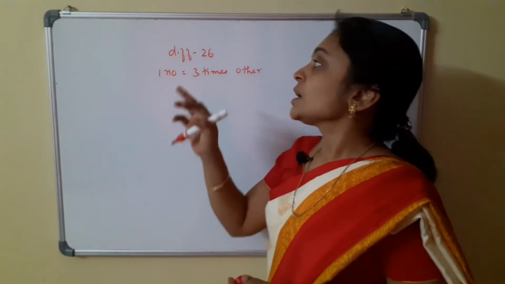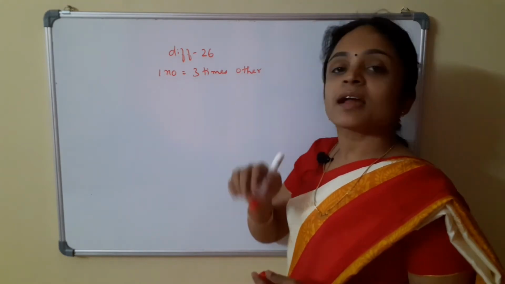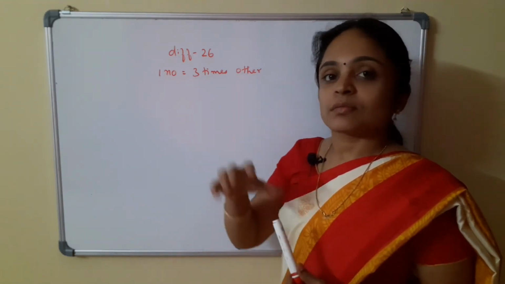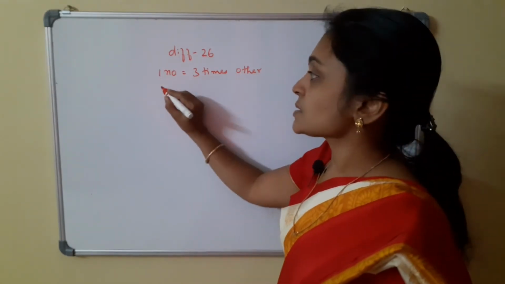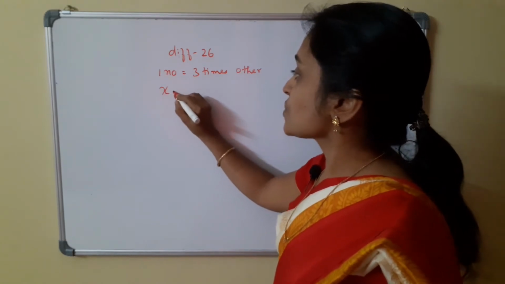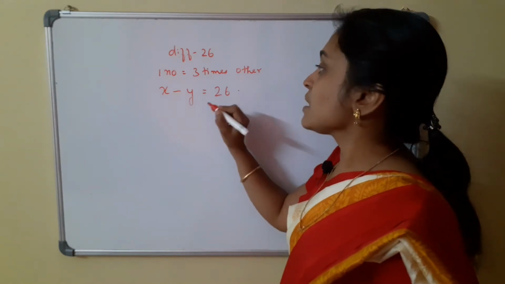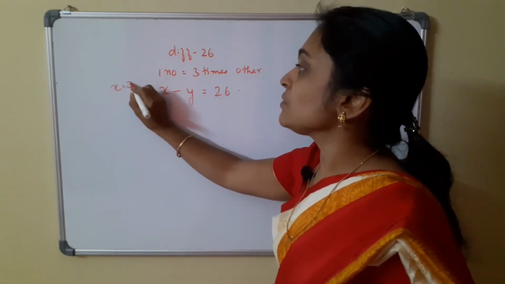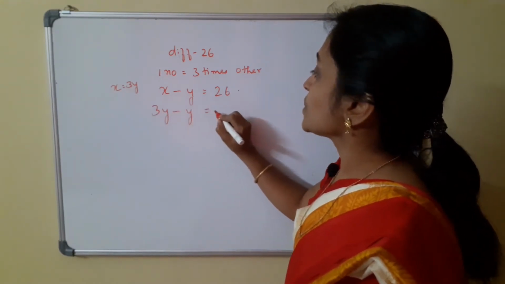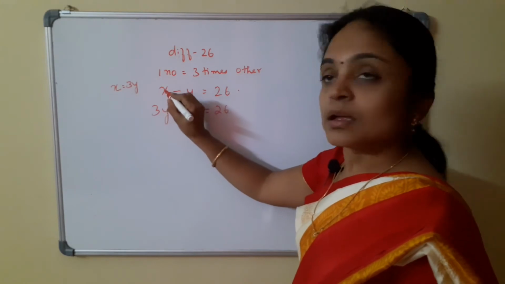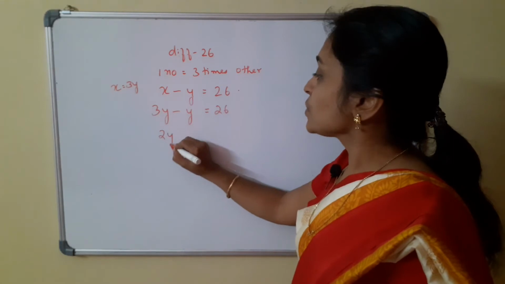Next question is, if difference between two numbers is 26 and one number is 3 times the other, find both the numbers. That is the question. So let the numbers be x and y. So x minus y equal to 26. And one number is 3 times the other. Let x be equal to 3y. Substituting for x, you get 3y minus y equal to 26. So 2y equal to 26.